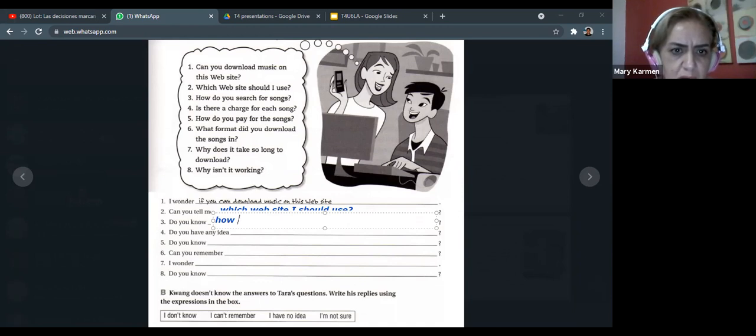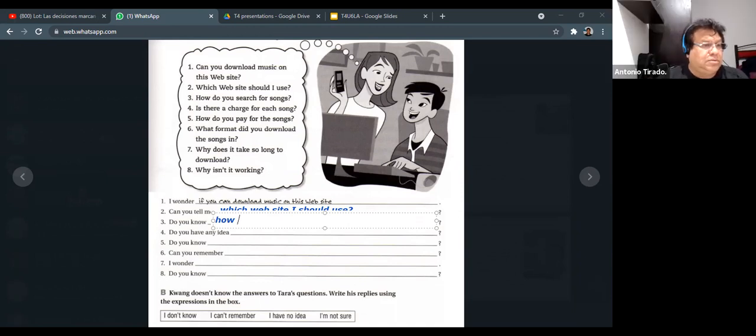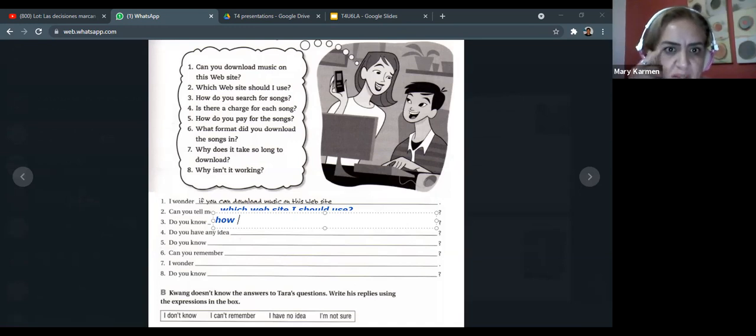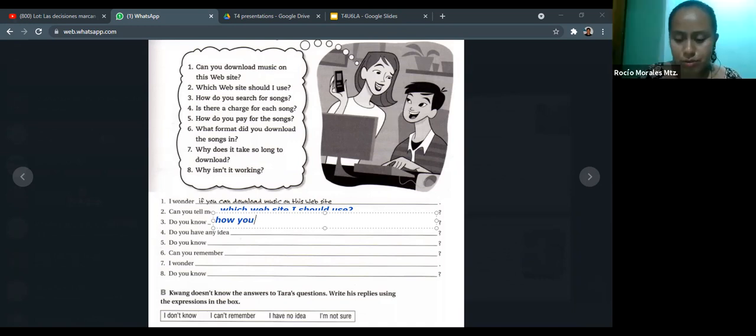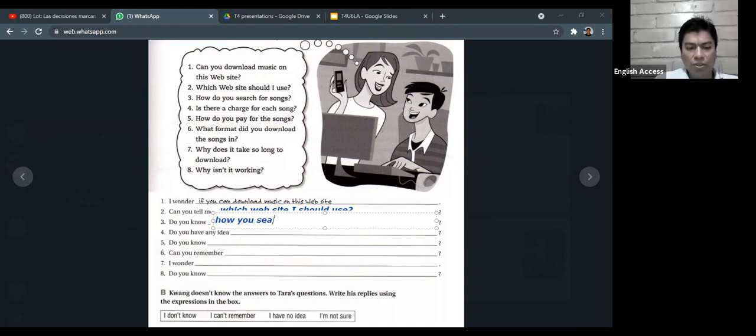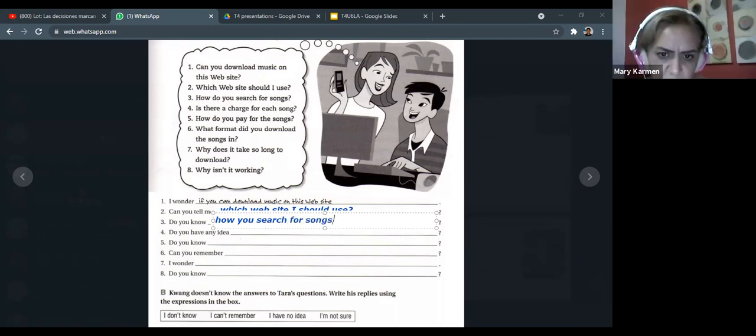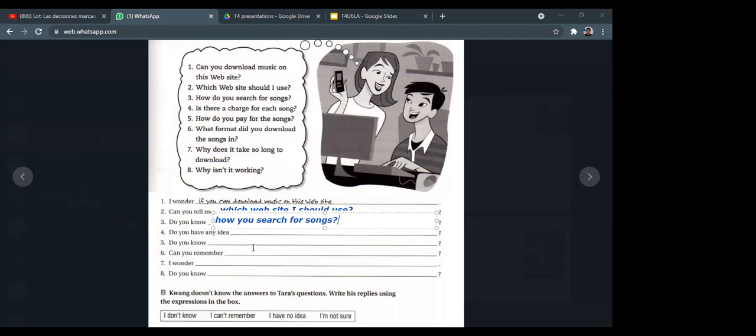Without the auxiliary do. Yes. How I search for songs. Yes, I suppose that in a normal conversation you might change it to I, but remember that we use you as a generalization. You should search for songs. We don't have to change that one to first person since we're actually involving you in the conversation.